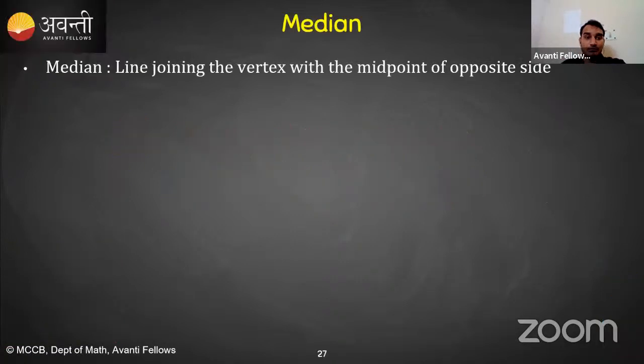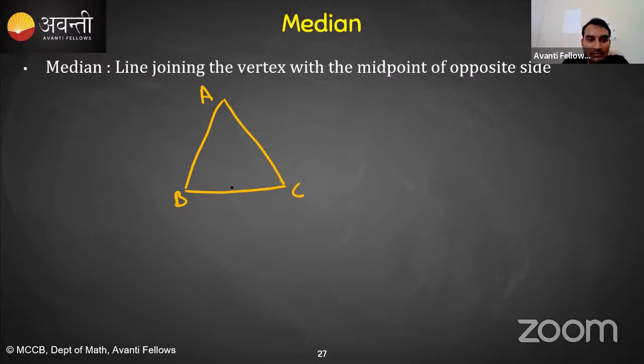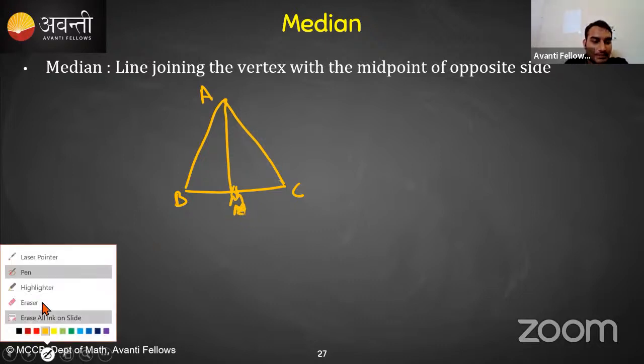So the first is median. What is a median? A median is the line joining a vertex with the midpoint of the opposite side. Let's say you have a triangle ABC, and the midpoint of side BC is M, let's say. And if you join the vertex A with M, let's say this is M. Okay, clear?